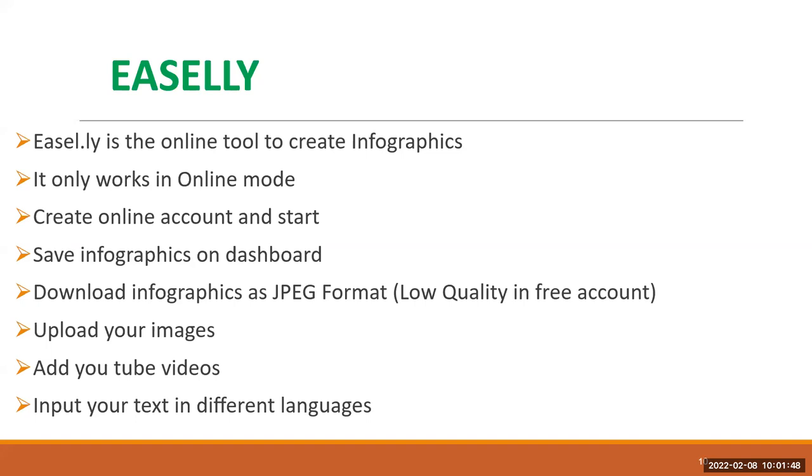In this infographic tool, you can upload your clicked images. You can add YouTube video URLs to show some videos too. And if you want to create the infographic in a different language and you know the typing of that language, you can type it. If you don't know the typing, you can copy and paste the text from somewhere else in Unicode form, and it will come into the infographic also. So you can create infographics not only in English but in different languages too. These are some specific features of the Easely tool.